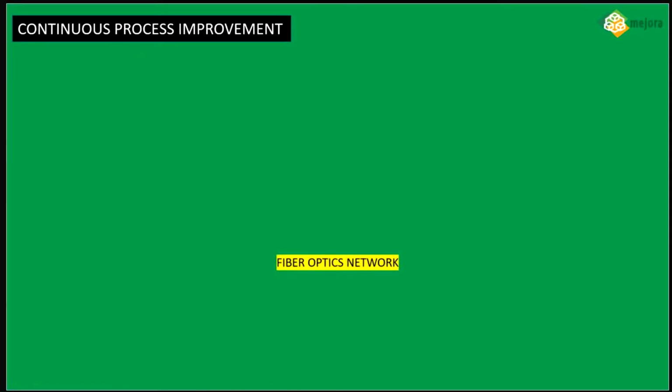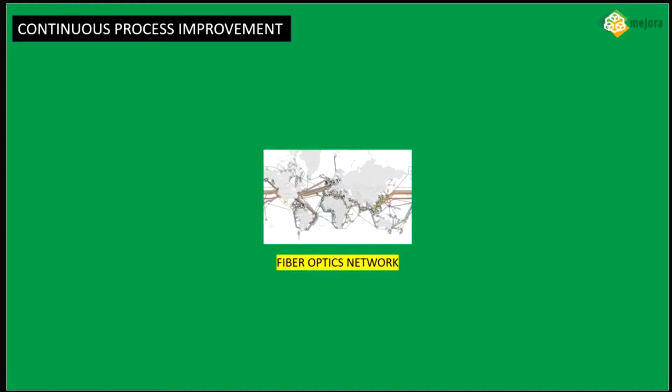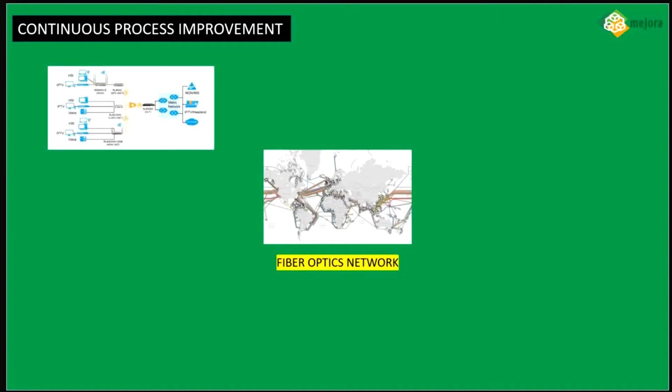Now let me take a hypothetical example and help you understand this. Let's take a fiber optics network organization that has a global presence. This sort of organization would have millions of processes. Each country, each region would have its own processes, and each smaller technology would have its own processes. So there are millions of processes we are talking about. Now let's take this one process, and at a high level I have just jotted down some images for you.